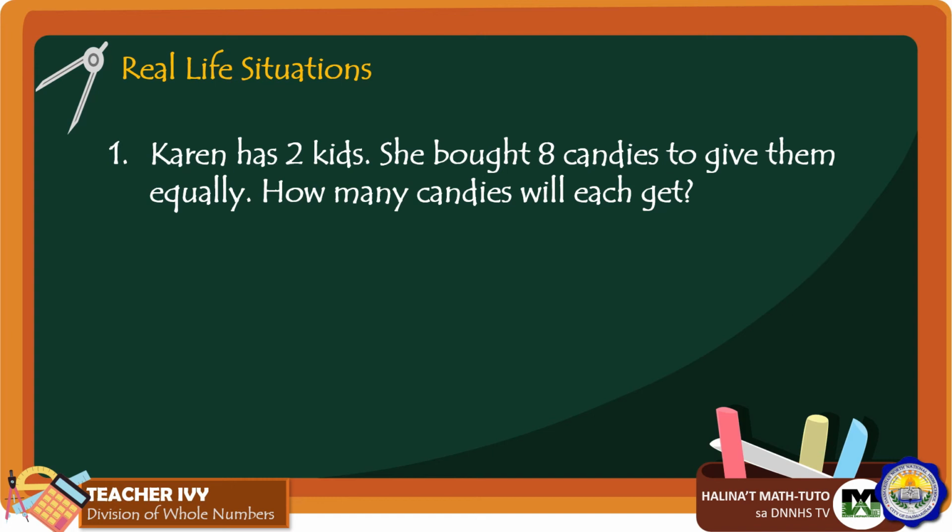Thus, the dividend in the given situation is 8 candies and the divisor is 2 kids. Number of kids equals 2, number of candies equals 8. Number of candies for each kid is equal to 8 divided by 2 is 4. Therefore, each kid will get 4 candies.